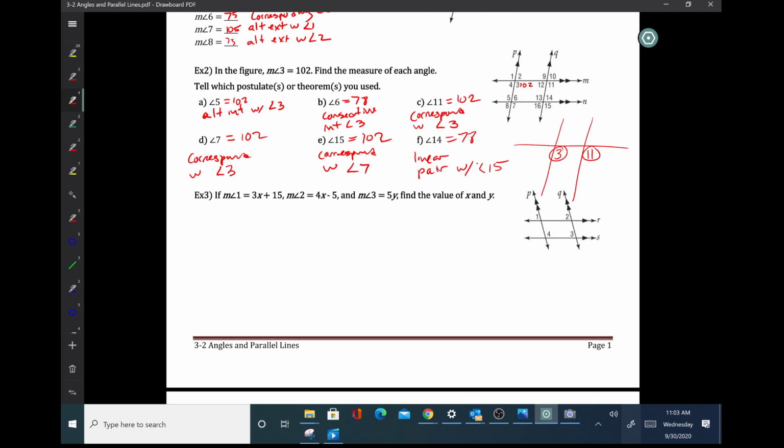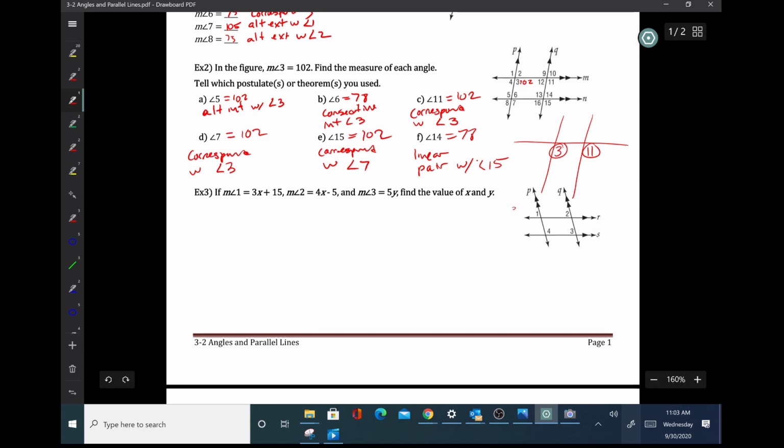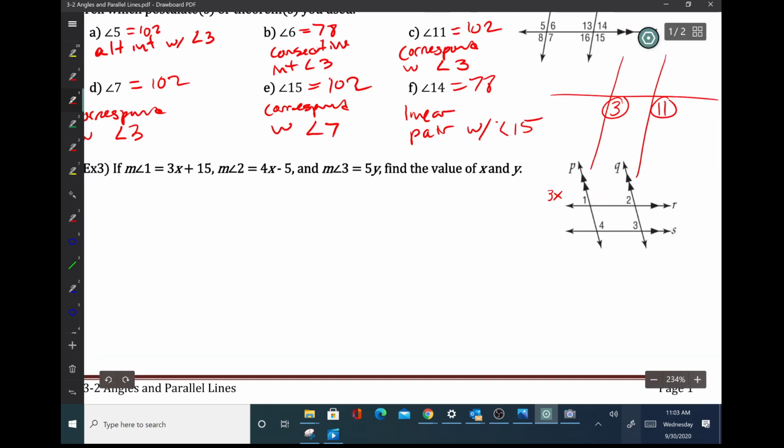All right, example 3. Angle 1 is 3x plus 15, right? So 3x, let's write these in here. Angle 2 is 4x minus 5. All right, let's deal with those first. I think it's Mariah. What do you know about angle 1 and 2?